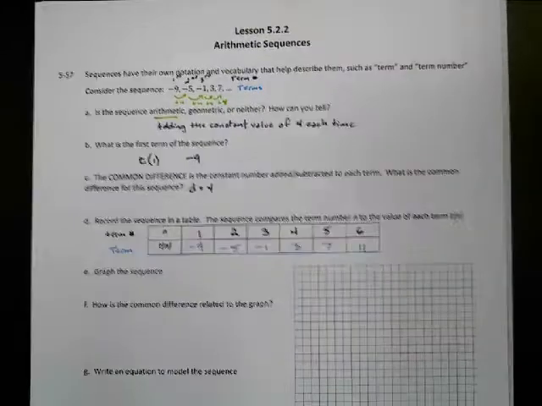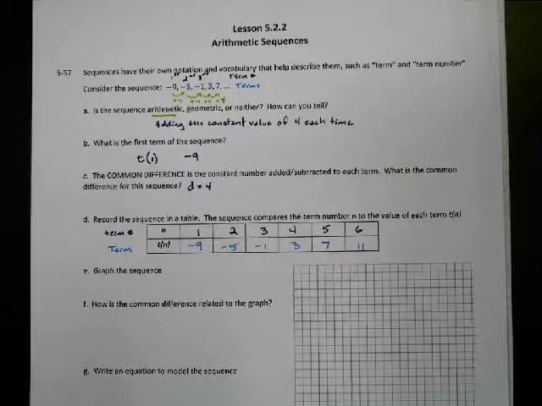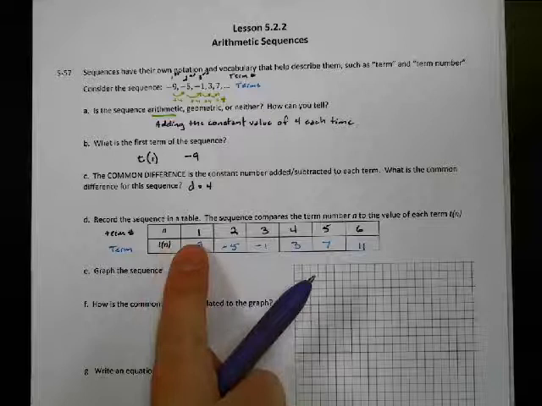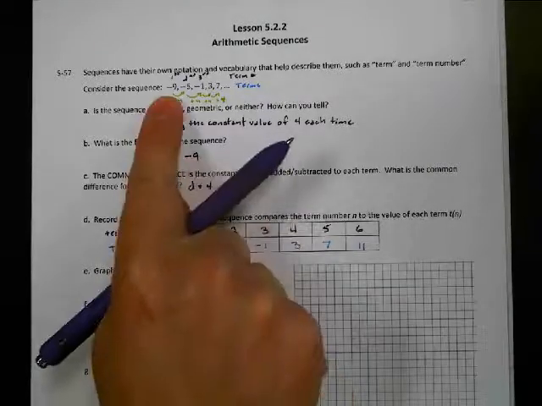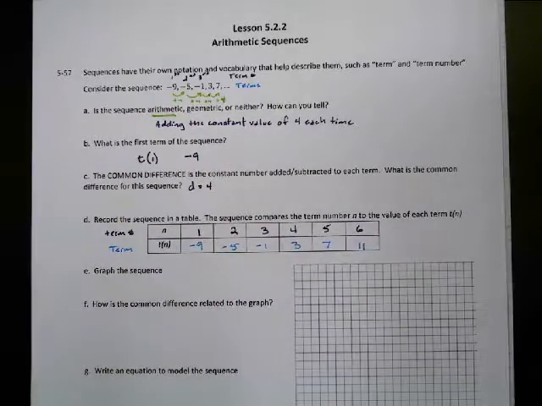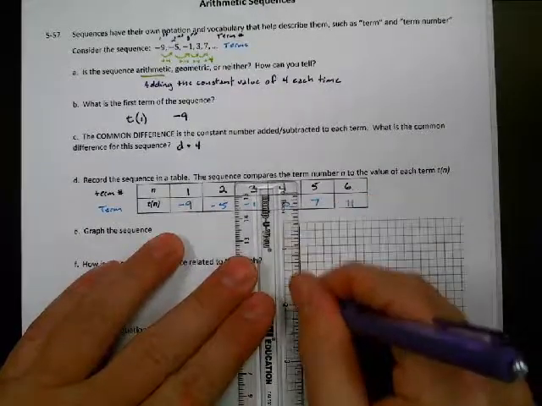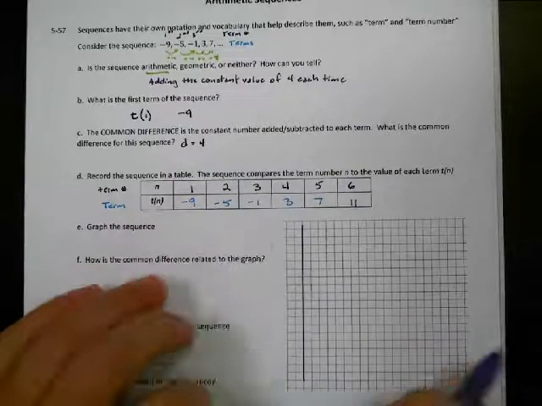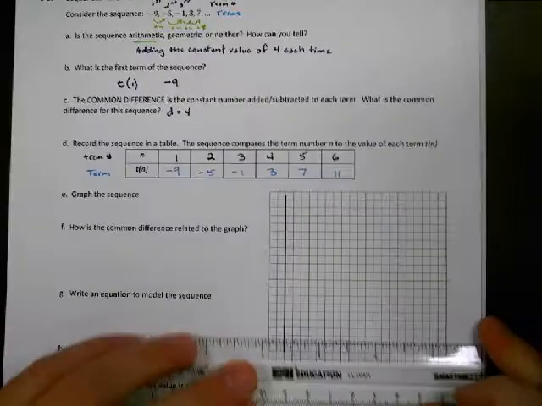Okay, now we're going to graph the sequence. So for this sequence, we know that we're never going to have a term number that is negative. We can't have a negative term number because we only started at the first term. So I can, with some confidence, say that on the x-axis, we're just looking at the positive side of the x-axis.